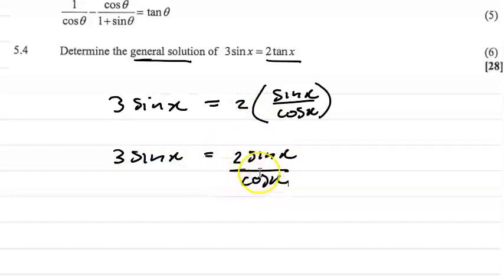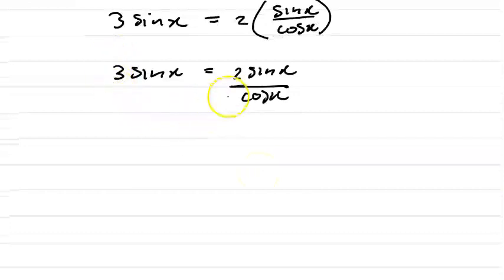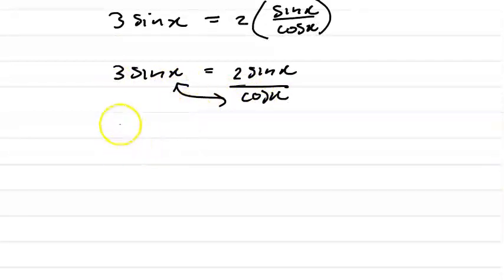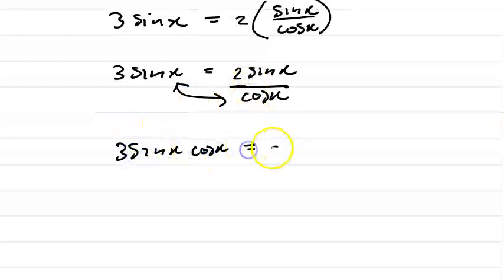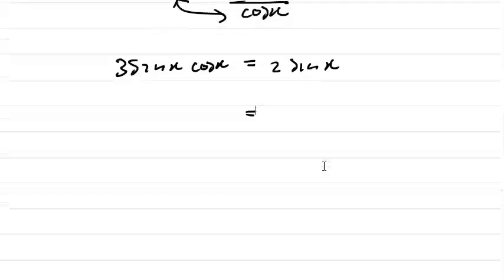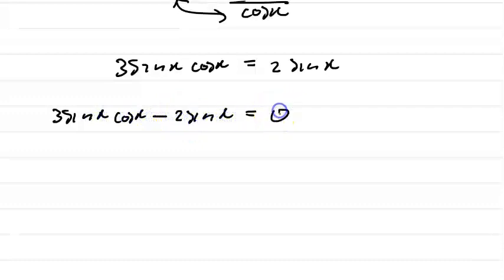As you can see now, if we just cross multiply, or you can multiply by cos x, it's the same thing. You can multiply by the LCD cos x or just cross multiply. You'll get 3 sin x times cos x equals 2 sin x. So now we want to make one side of our equation equal to 0 so that we can solve. Therefore we get 3 sin x cos x minus 2 sin x equals 0.